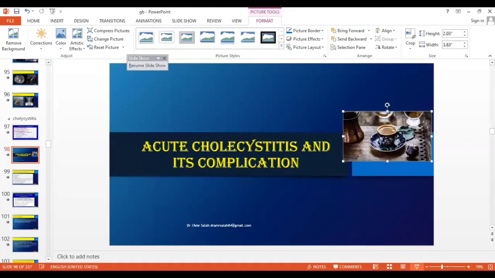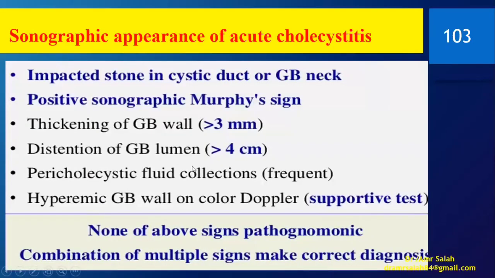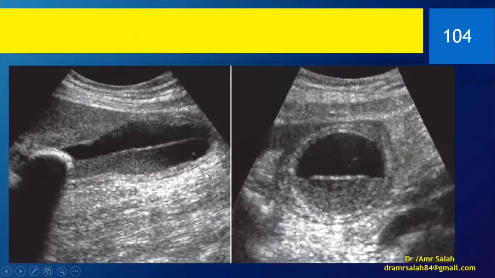Voila. These are the impacted stone, whether in the neck or in the cystic duct, the positive sonographic Murphy sign, that's to say, elicited by the probe, the thickening of the gallbladder wall, distension and the collection, and the hyperemia by the Doppler. So far so good. Voila, this is our picture. Here we have the stone impacted here, a classical stone.